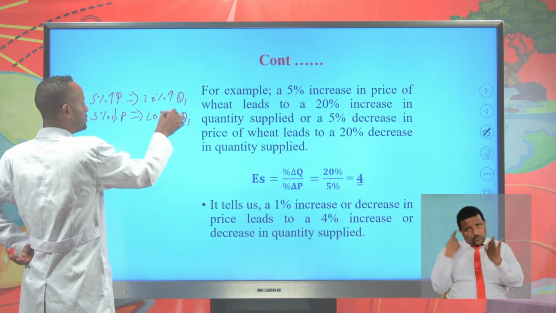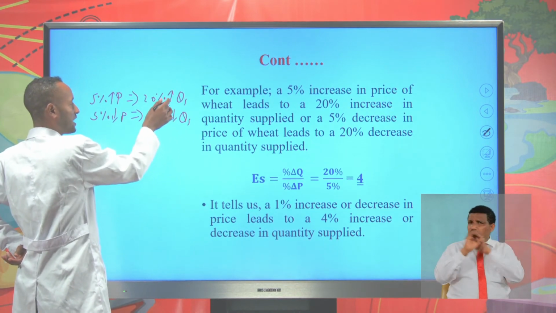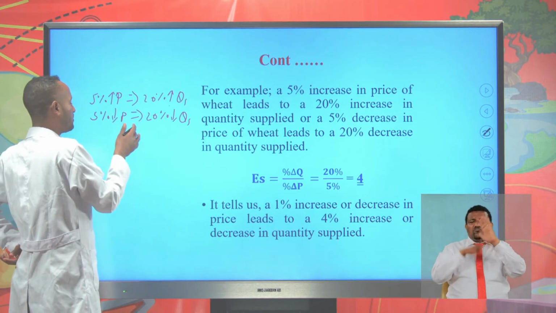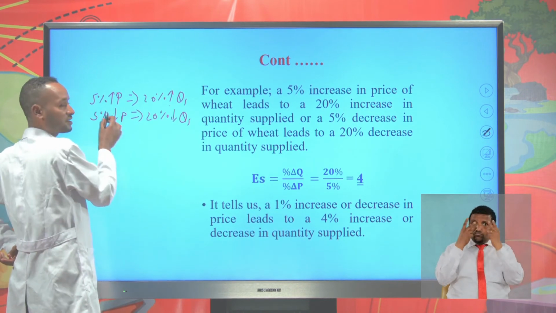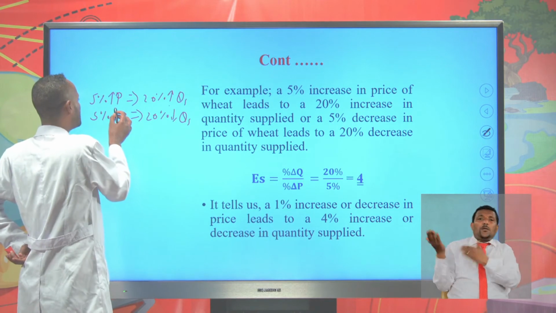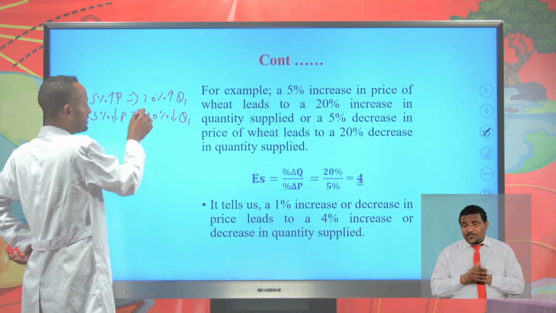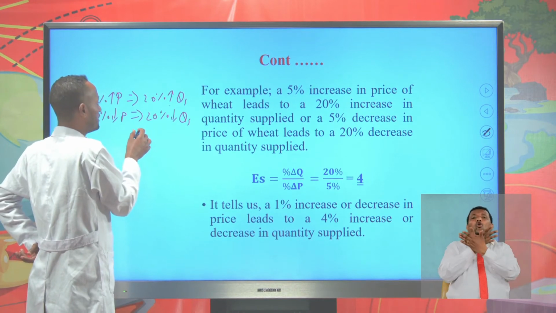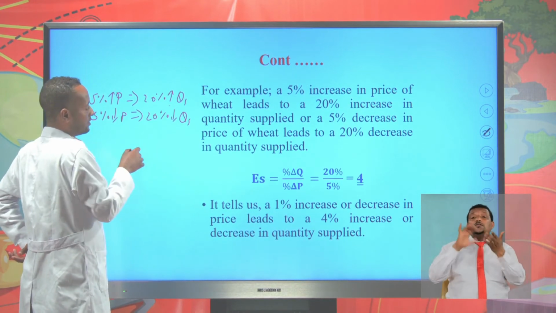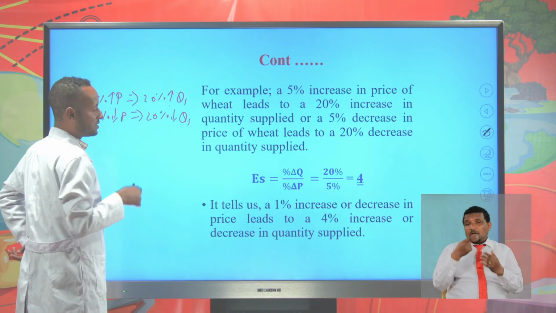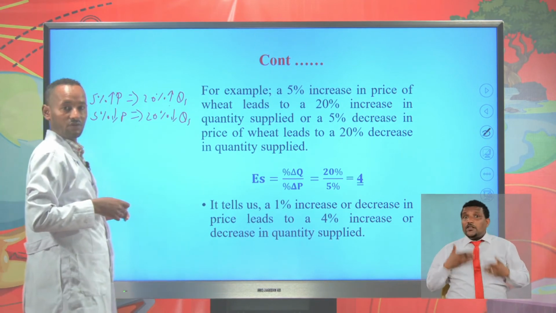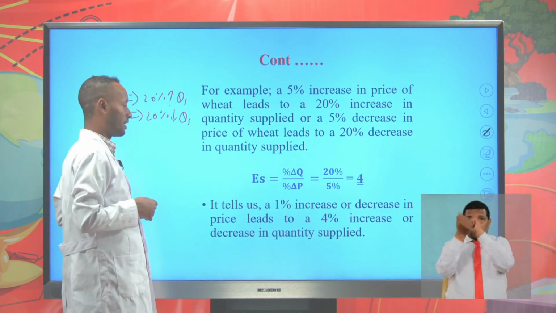So don't worry about the signs, increase or decrease. Simply watch the numbers that are attached in the price and quantity supplied side. If the number that is attached in the price side is small and the number that is attached in the quantity supplied side is larger, then the supplier is said to be elastic, indicating that he is very sensitive or very responsive to changes in price.